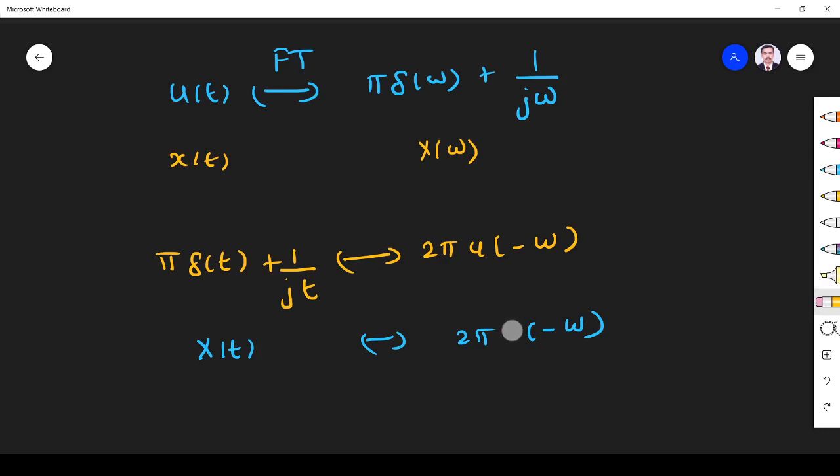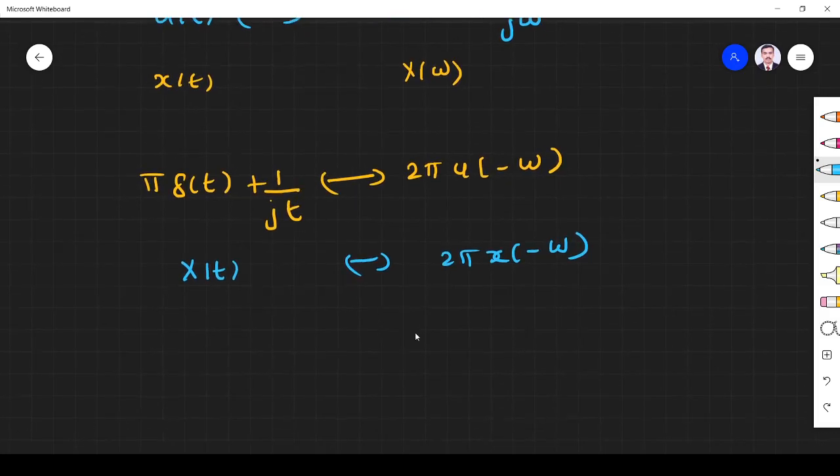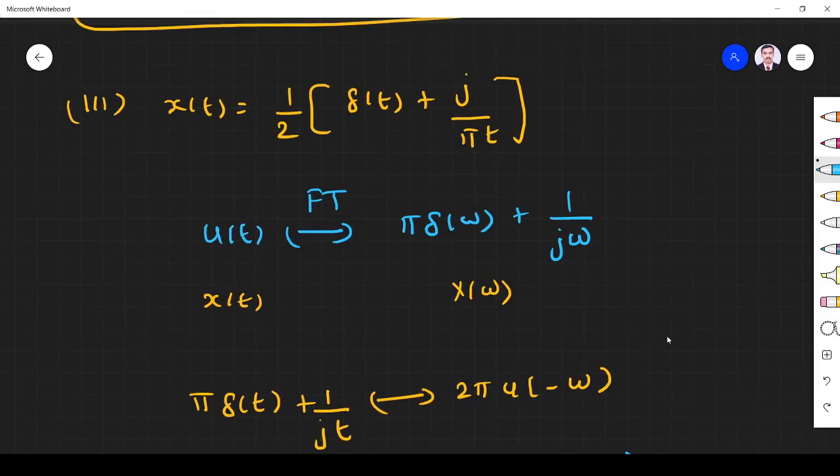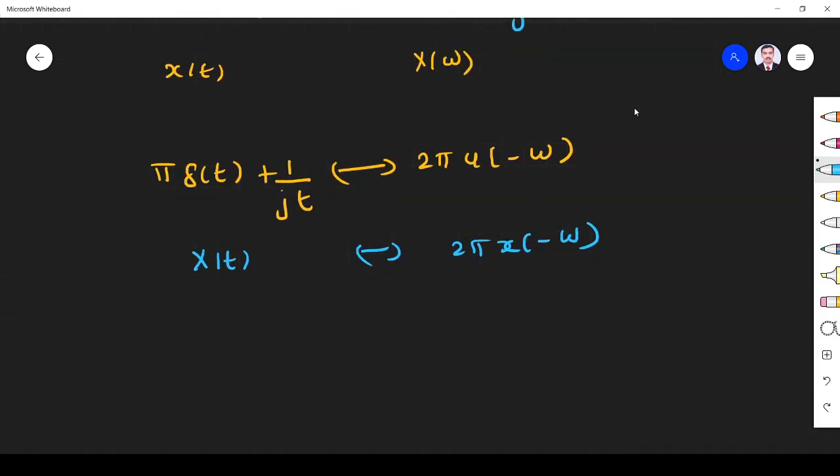So it's not x of omega, it's u of minus omega. Sorry, the property is x of omega only. Okay, fine. So I replace it: 2 pi, instead of x of minus omega, t I replace with minus omega, so it will be u of minus omega. Hereafter it's just a simple notation. But what they ask in the problem, I have to find 1 by 2 into del of t plus j by pi t. So del t is there, so pi has to be removed. So I bring this 2 pi this side.